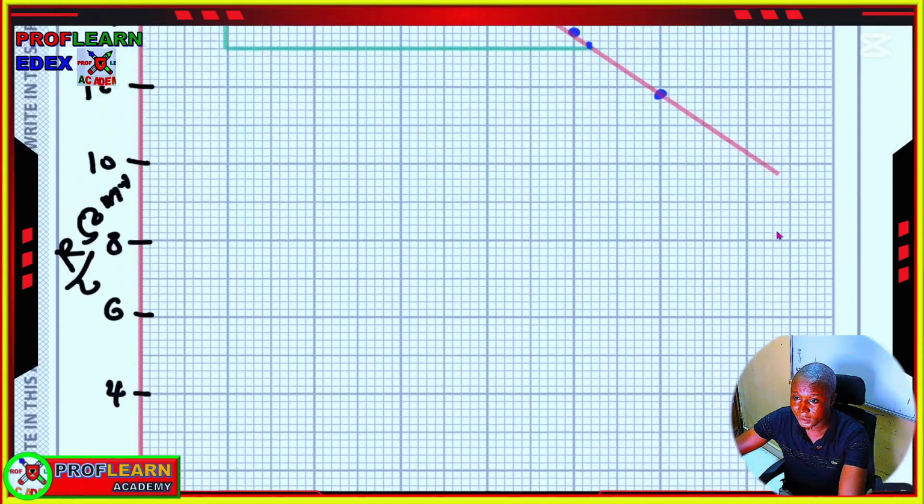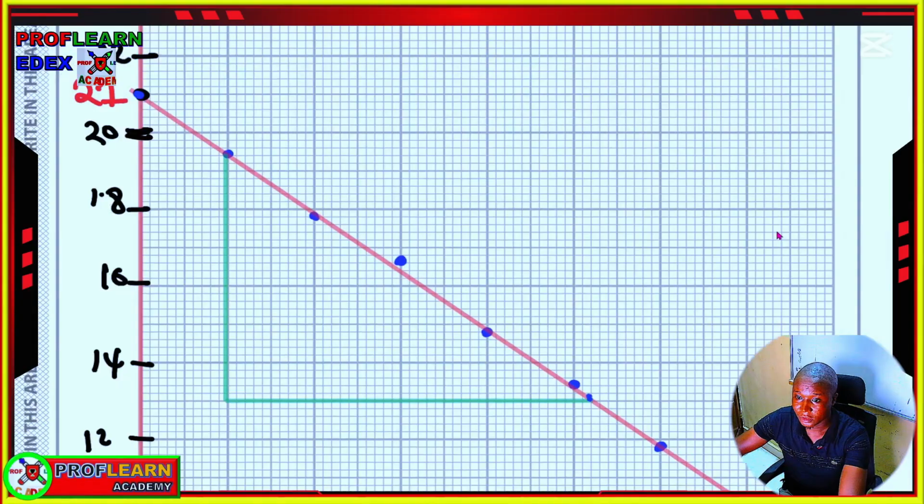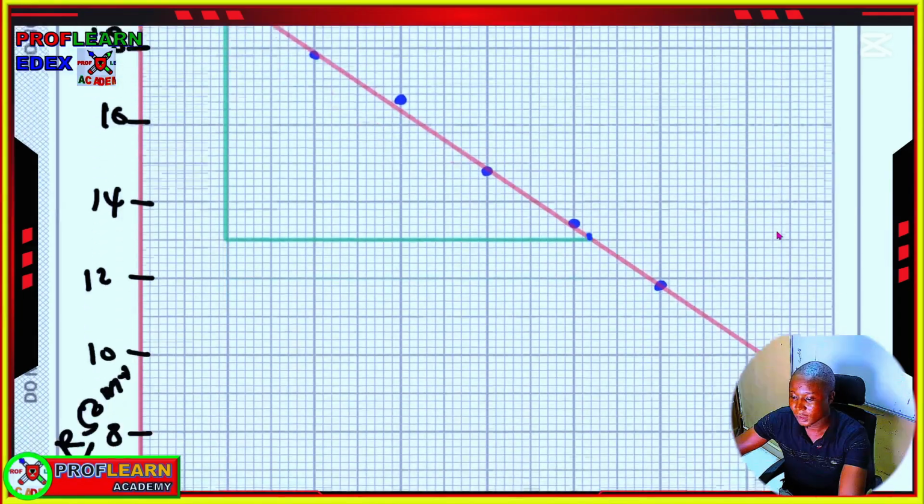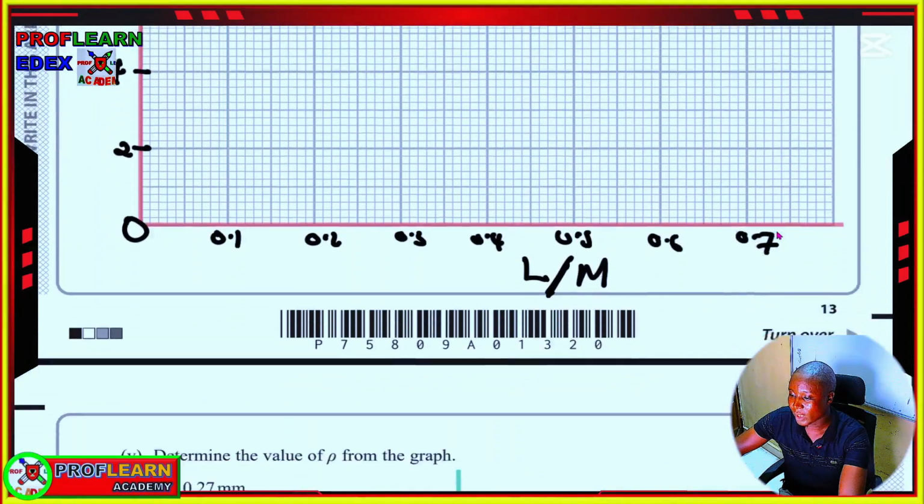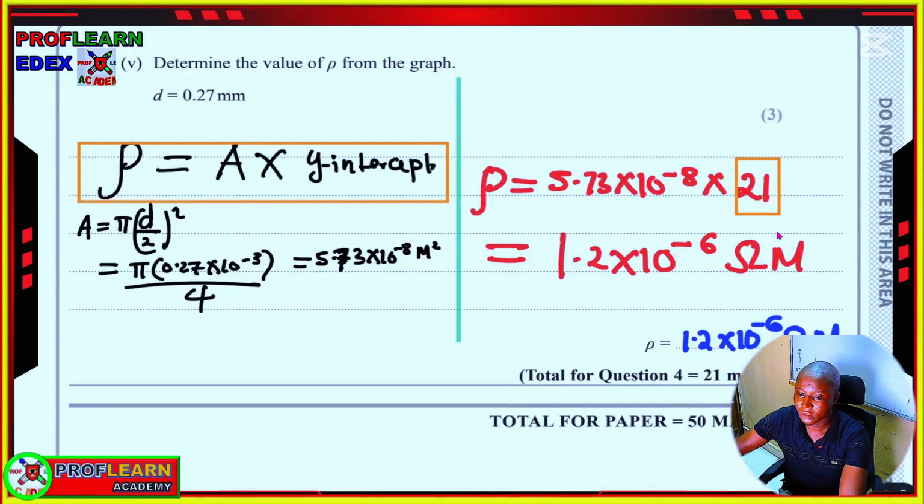You can see the y-intercept here is 21, so I can use it down there. But we are also required to work out the cross-section area, yet we are given the diameter, so you have to convert this to meters, and then find the cross-section area to be 5.73 times 10 to the power negative 8 meter square. Work it out, you are going to get your answer 1.2 times 10 to the power negative 6 ohm meter, like that.